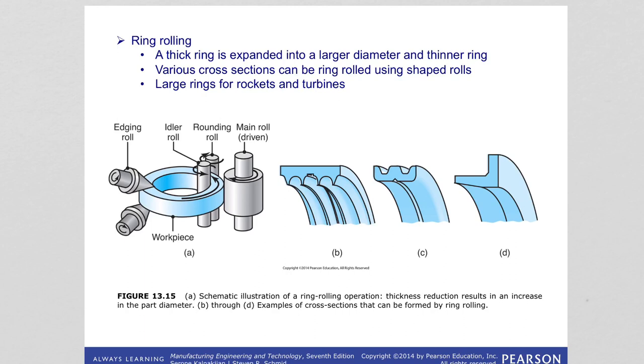Another special type of rolling is ring rolling. Here a thick ring is expanded into a larger diameter, thinner ring. Basically, the ring-shaped blank is placed between two rolls, as you can see in the figure, one of which is driven while the other is idle. By bringing the rolls closer together as they rotate, we achieve a reduction in the thickness of the ring.